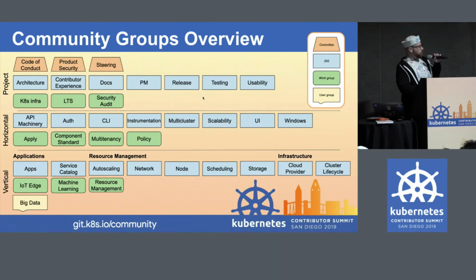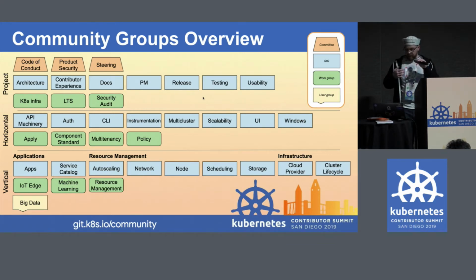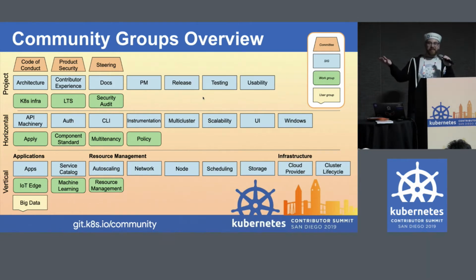So this is a picture of our current groups and the general breakdown. I know it can look a little complex, but it breaks down like this. The top section, the project groups, impact or provide services to the project and community as a whole. They are things like managing the infrastructure and testing, as well as the release processes for the entire Kubernetes project. So this is like SIG Testing, SIG Release.